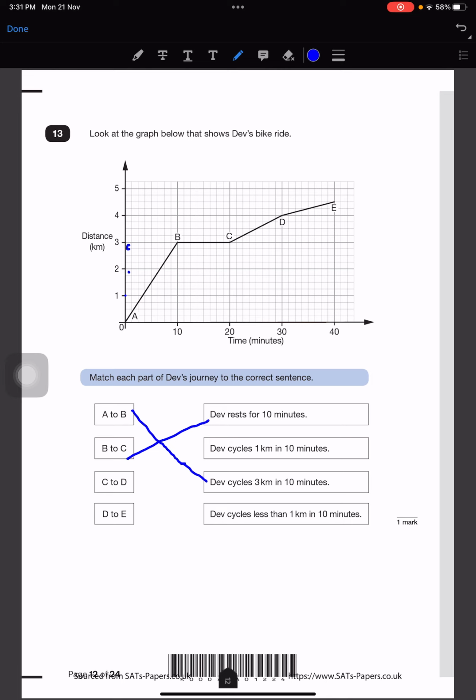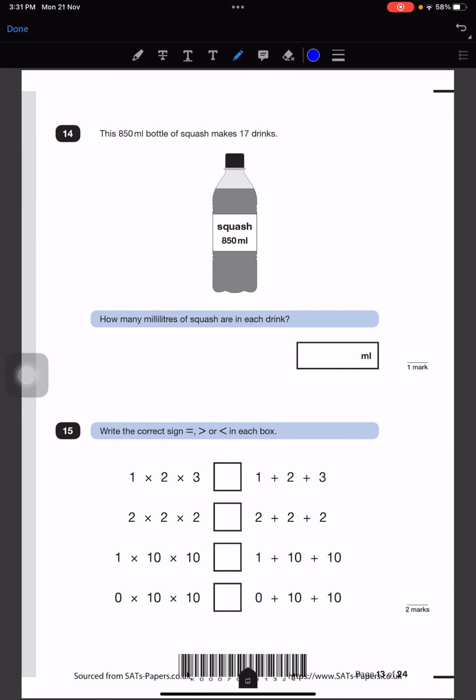Okay, so it looks like he cycled 1 kilometer. So he cycled 1 kilometer in 10 minutes. Okay, so D to E. Looks like he cycled less than a kilometer. So this one will be here. Done. Next. This 850 ml bottle of squash makes 17 drinks.